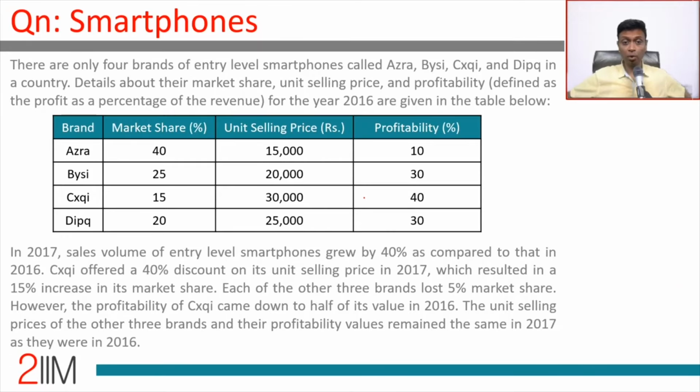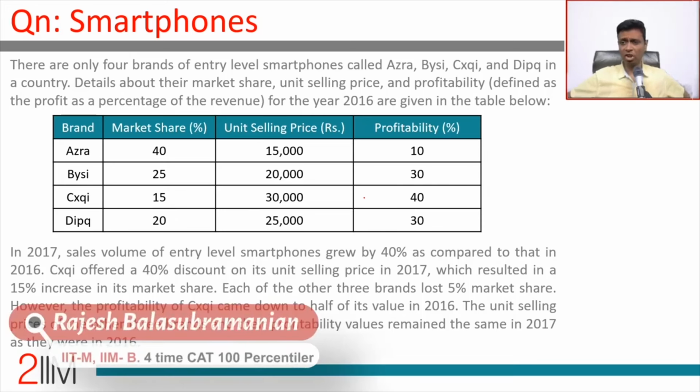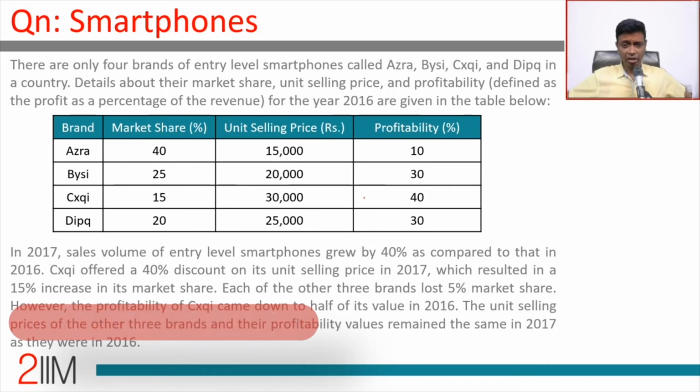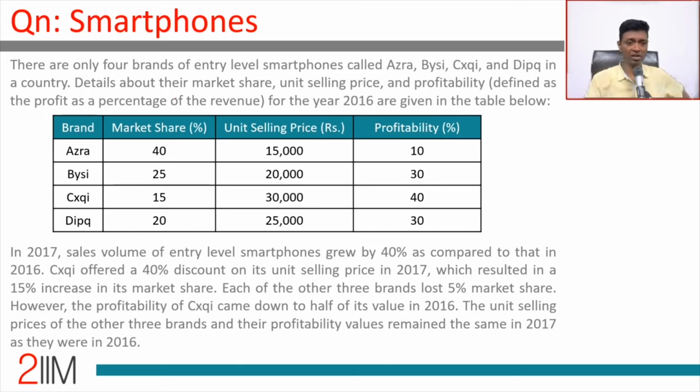Smartphones. There are only 4 brands of entry-level smartphones called Azra, Bysi, Cxqi and Dipq, A, B, C and D effectively, in a country. Details about their market share, unit selling price, and profitability for the year 2016 are given in the table below. 40, 25, 15, 20, because unit selling price is given. And assume market share refers to share in number of units, not share in revenue. That will be described as revenue share.